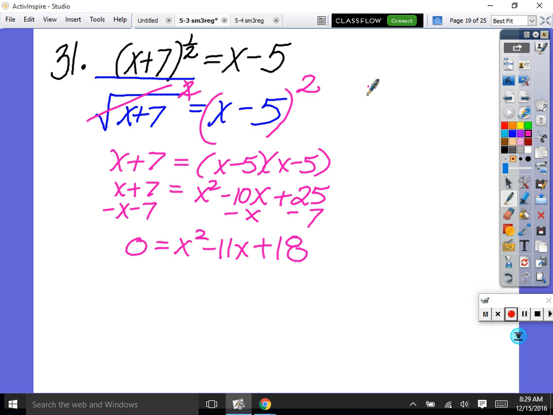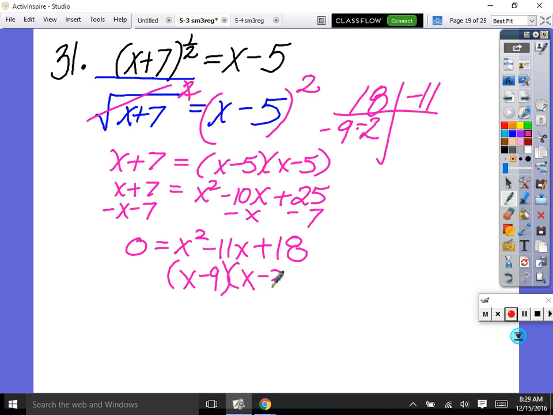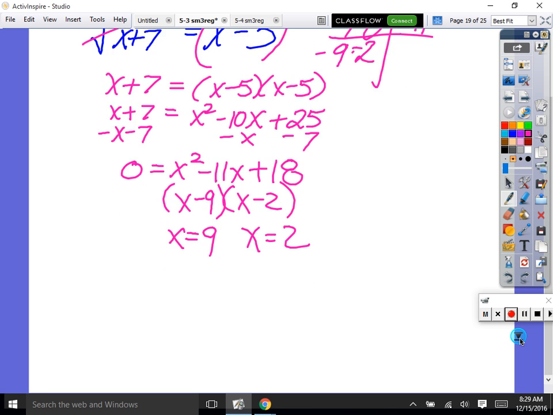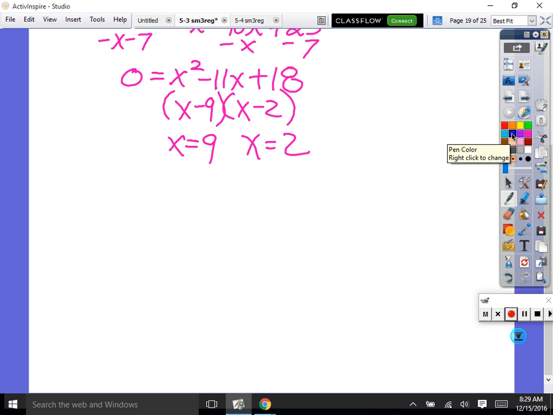What multiplies to be 18 and adds up to be negative 11? 9 times 2, negative, negative, right? So this piece can quick factor: x minus 9, x minus 2. So x equals 9, x equals 2. So now we would check it. Everybody, you really do need to check it. This is problem number 31.